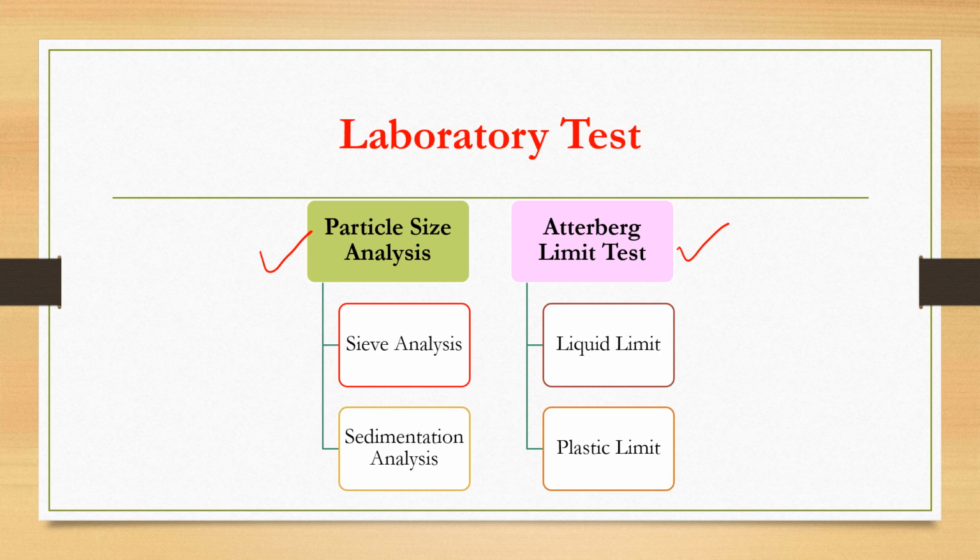For particle size analysis, we have two types of testing to be carried out at the lab, which are sieve analysis and also sedimentation analysis. On the other hand, for Atterberg limit test, you need to carry out two tests also, which are liquid limit and also plastic limit.